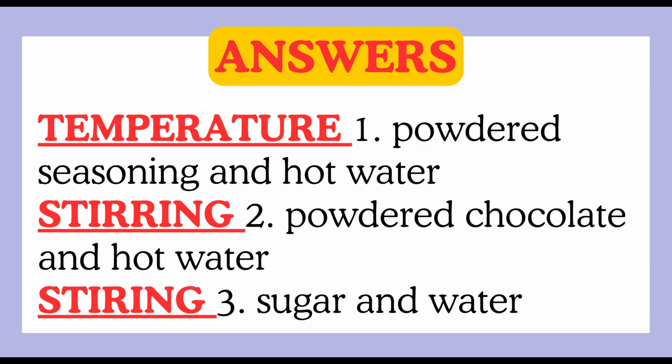2. Powdered chocolate and hot water. Answer: stirring. Stirring helps distribute the powdered chocolate throughout the hot water, allowing it to dissolve more quickly. 3. Sugar and water. Answer: stirring. Stirring sugar in water helps the sugar dissolve faster by evenly distributing the sugar particles throughout the water.